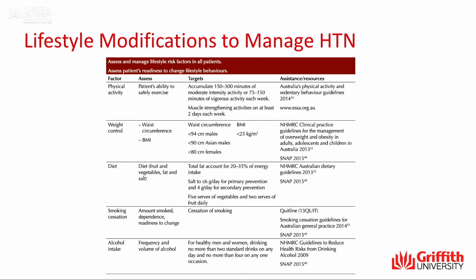This is one of your readings to be done after this online module, but this is a table directly pulled from the hypertension guidelines. So you can see the different factors that they've discussed: physical activity, weight control, diet, smoking cessation and alcohol intake. They've found this information and directly pulled it from previous guidelines. On the right hand side you can see the exercise targets from the Australian Physical Activity guidelines and so on. So just a brief overview to be aware of.